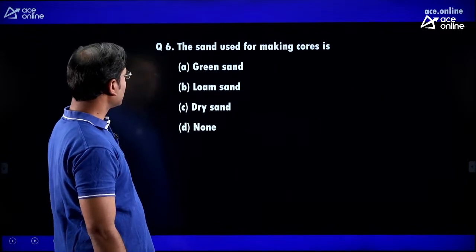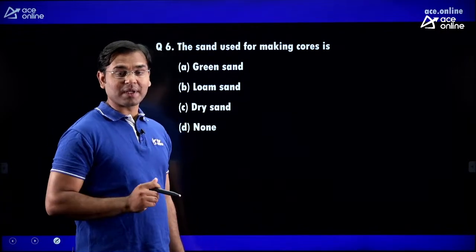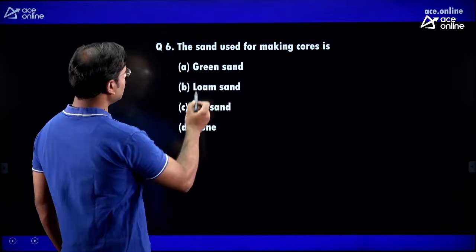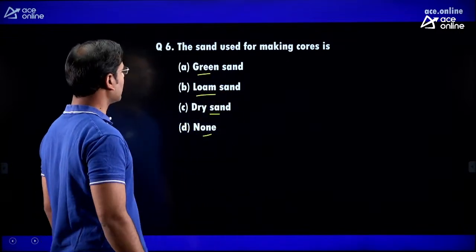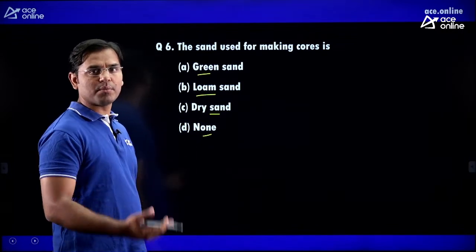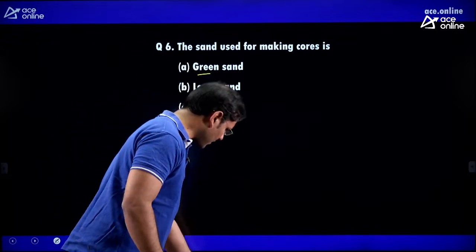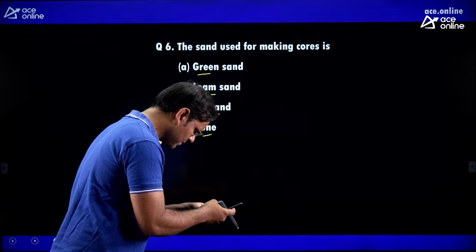Now see next. The sand used for making the cores is, which sand can we use for making the core? We have the options of green sand, loam sand, dry sand, none. Yes, the best option is dry sand. We use dry sand for making cores. Why do we use dry sand?